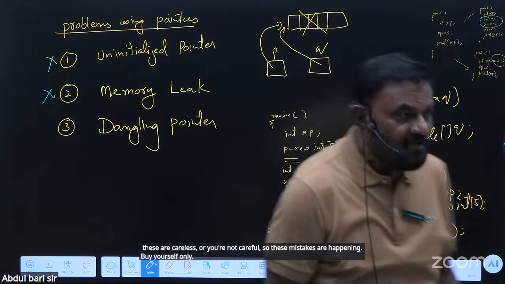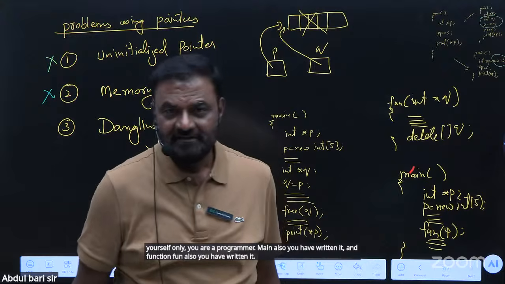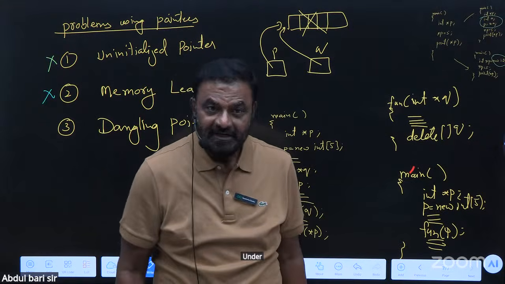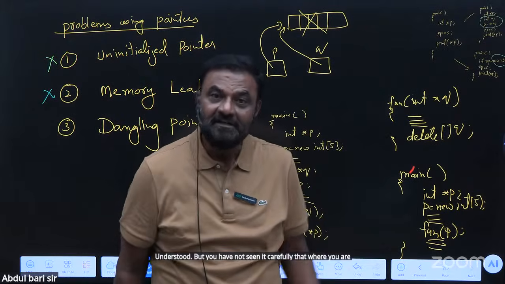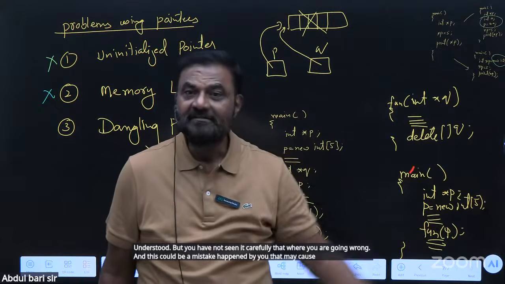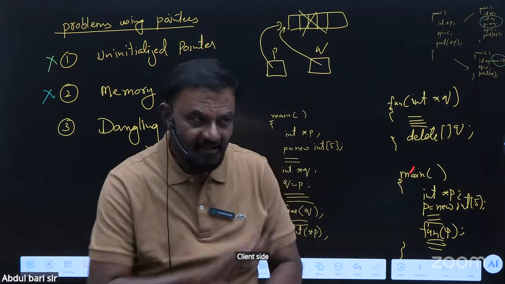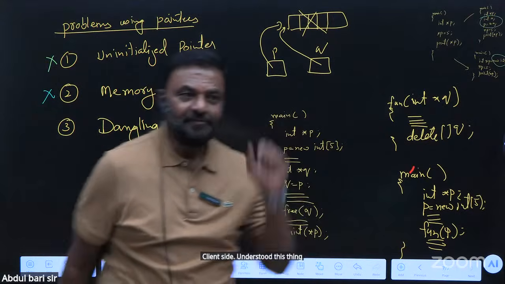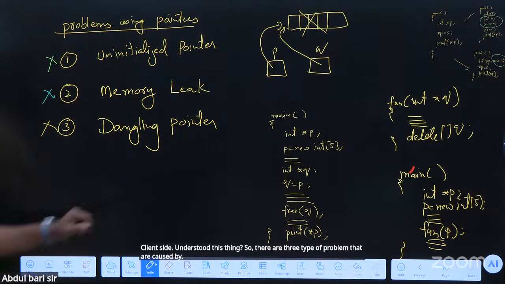You are a programmer. Main also you have written, and function fun also you have written. Understood? But you have not seen carefully where you are going wrong. And this could be a mistake made by you that may cause a problem at runtime on the client side. Understood this thing? So there are three types of problems that are caused by pointers.